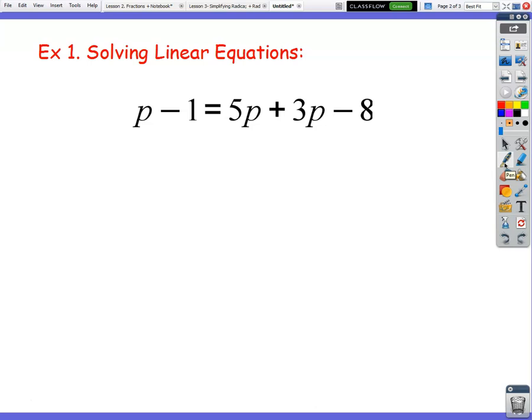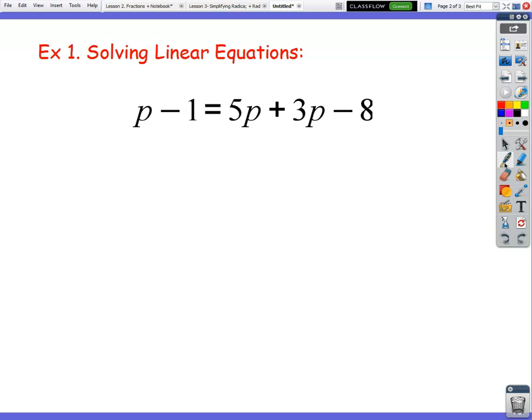So here I am trying to solve for p, and that's the variable that I need to find. I need to basically find what value of p makes this true, and you did this in the beginning of Algebra 1. And basically the way that you can solve this is by using inverse operations.